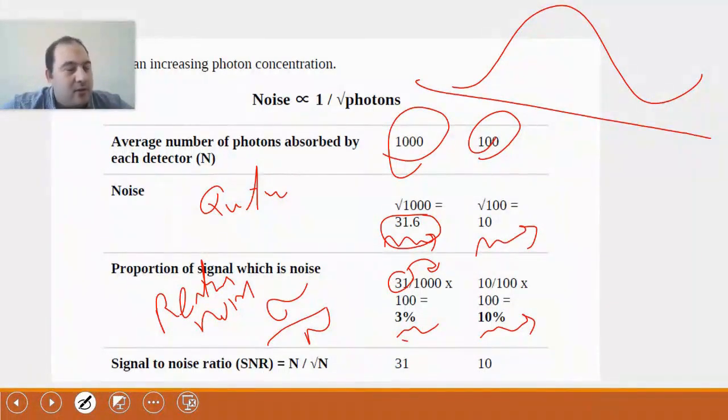Of course, there is something in between. Okay, good.